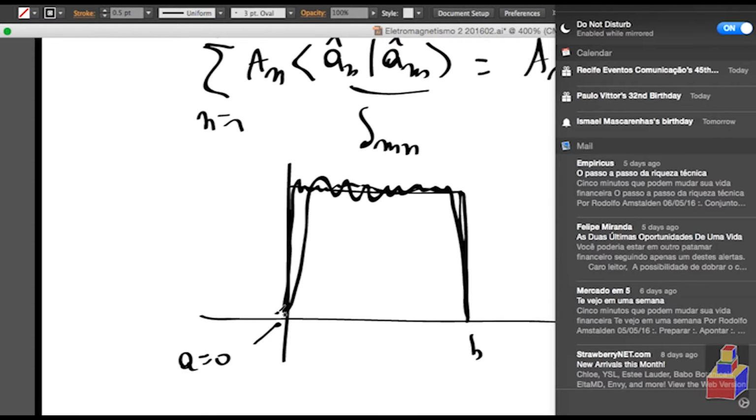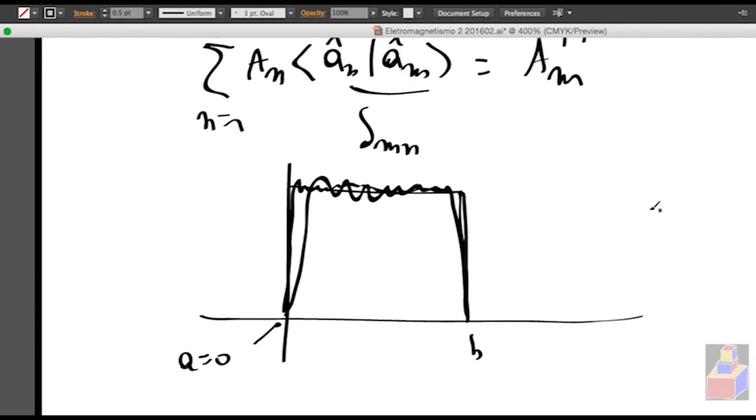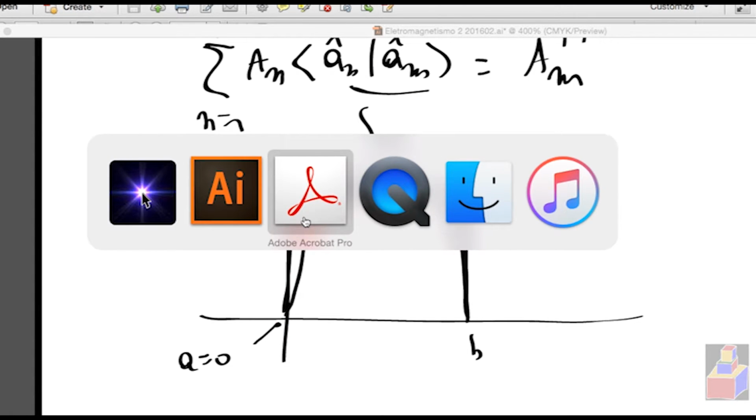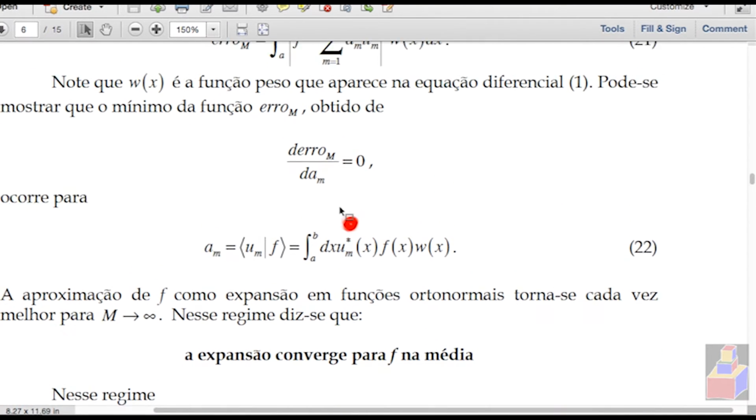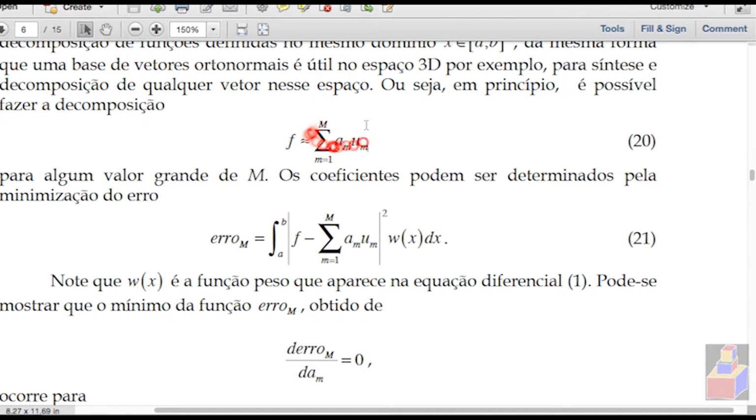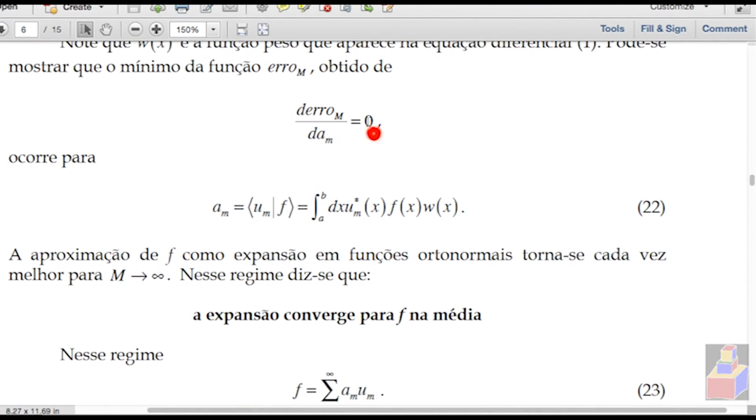You're going to have some problems on the edges. You're going to have some spikes on the edges. Gibbs phenomenon, which is known in Fourier series expansions. So that's why you notice that computationally, you cannot use an infinite number of terms. You have to use a finite number. So when you do that in computing, you have to use a criterion to stop the expansion. You have to do some logic there.